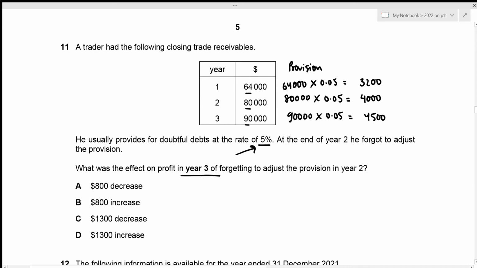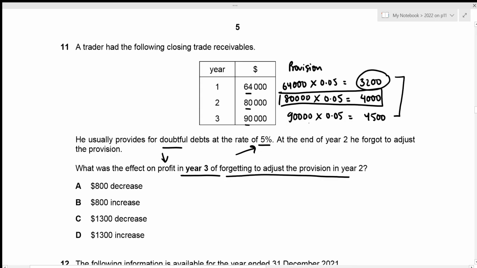And remember, whenever we are trying to adjust the provision for doubtful debts, in order to figure out the profit, we compare it with the previous year's provision, right? So we're told that we forgot to adjust the provision in year 2. So completely skipping this value, for year 3, we would compare our provision with that of year 1, right? And as compared to these values, we can see that in year 3, the provision has increased, and the increment is of 4,500 minus 3,200, which results in 1,300.